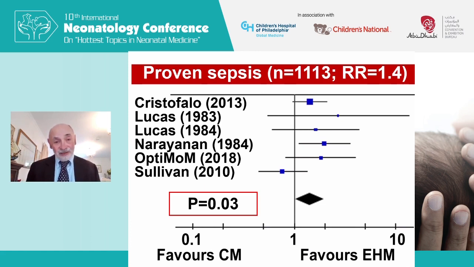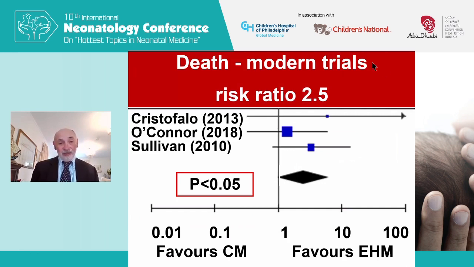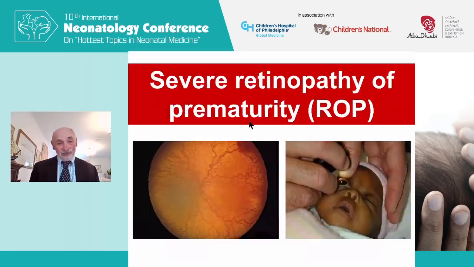Proven sepsis. Here we have the 6 randomized trials with an exclusive human milk comparison group showing a significant 1.4-fold, that's 40% increased risk of proven sepsis in babies who receive cow's milk products. For mortality, the earlier studies seldom recorded death, but if we look at the modern trials, there's a 2.5-fold increased risk of death in babies who received a cow's milk product.